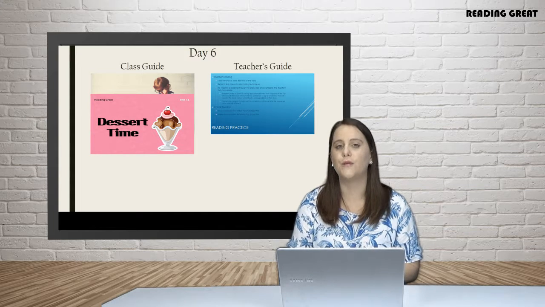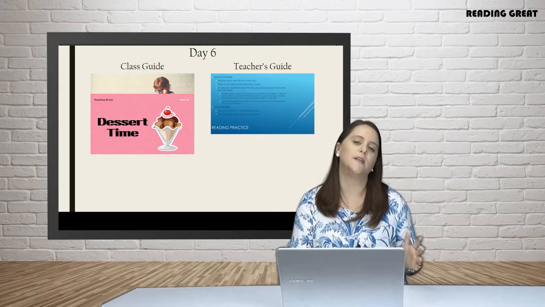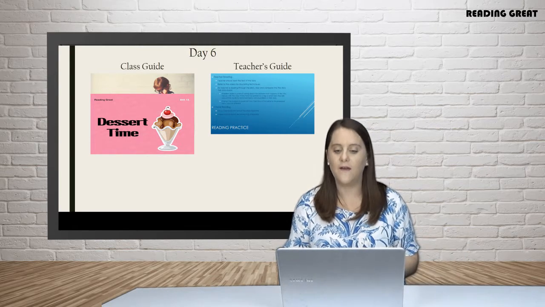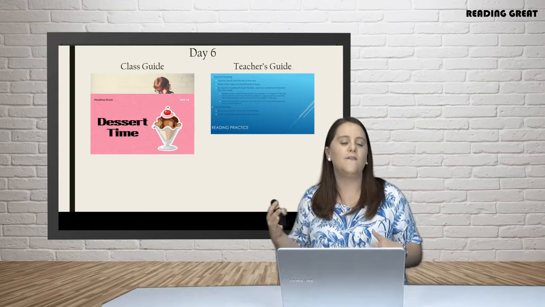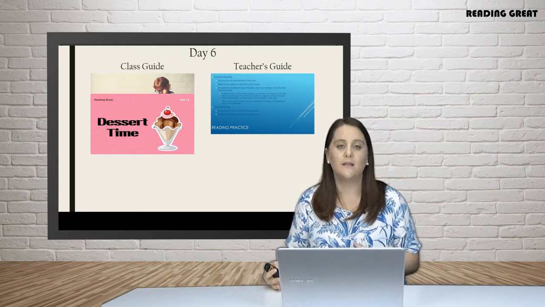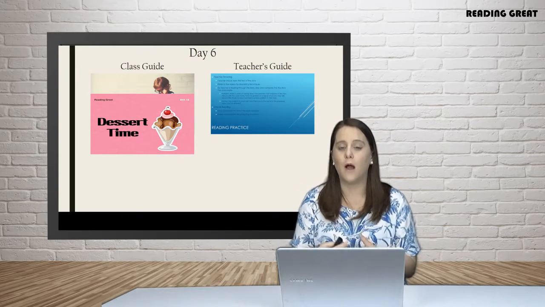As you're reading through this story, stop and compare it to the story that the students kind of created themselves during day 1 through day 5. See if they were able to guess some of the sight sentences that are used in the storybook. Also, make a point of talking about the problem in the story.